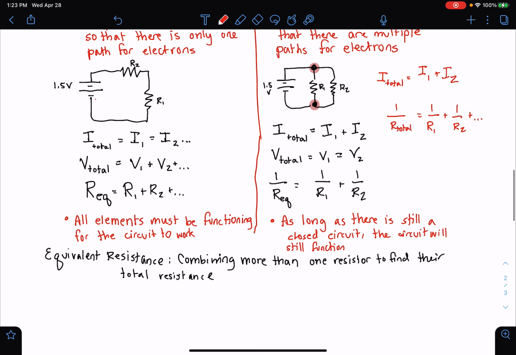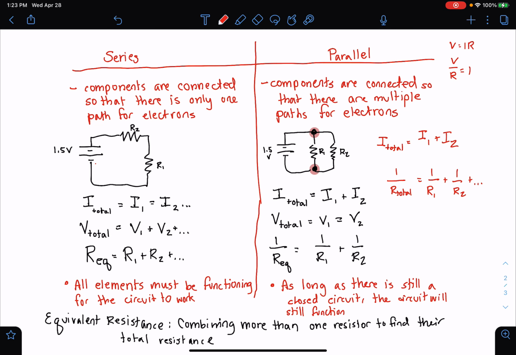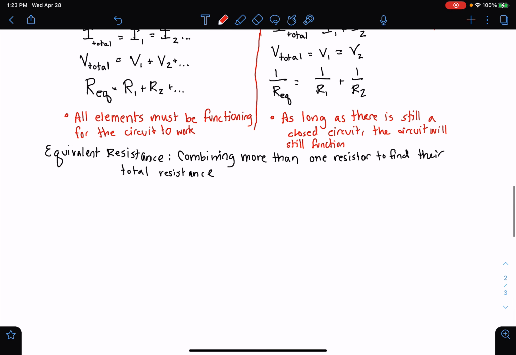Okay, so let's do some practice finding equivalent resistances. For my first practice problem, let's say that I want to know the equivalent resistance and the total current in this circuit. So let's say I have a 9-volt battery.